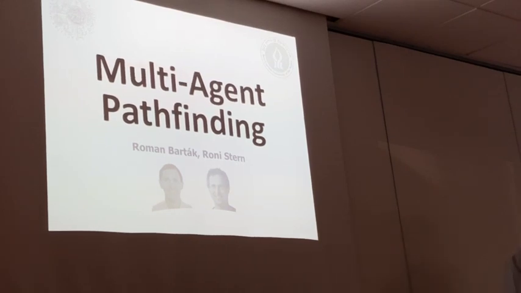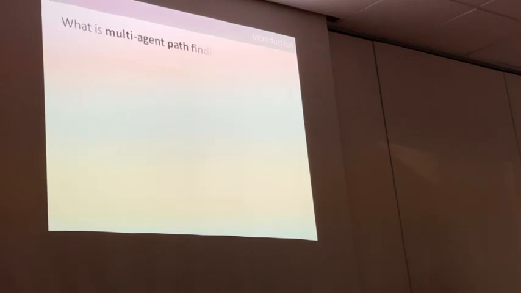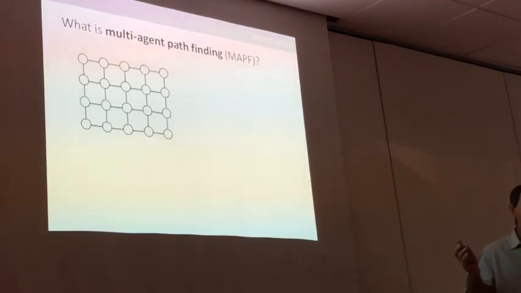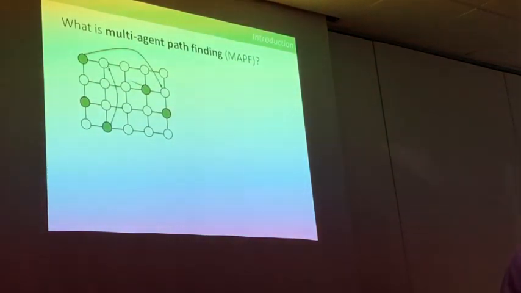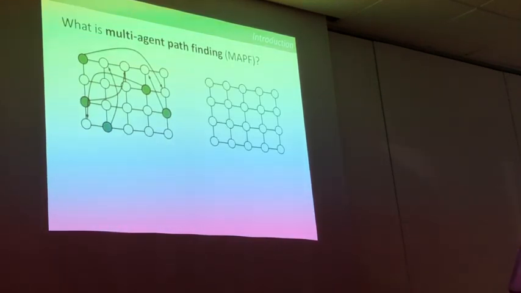So what is multi-agent pathfinding? Let me start with a simple example. We have a graph like this grid with nodes describing locations and edges describing connections. And at some locations there are agents, robots, pebbles, whatever you want. And each of them wants to move somewhere else, to another location. And the task is to find a path for them.